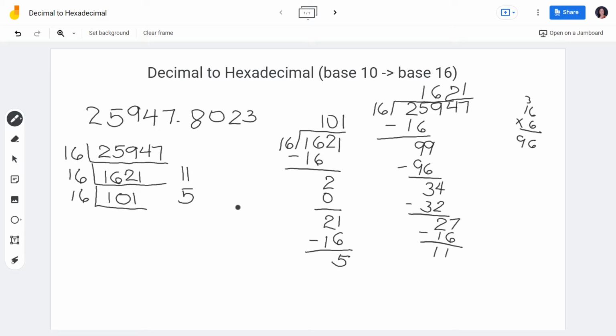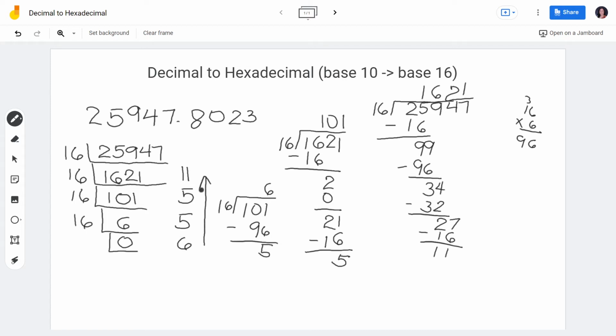101 divided by 16: 6 times 16 is 96. So 101 minus 96 is 5. So we have 6, remainder 5. And then 6 divided by 16 is 0, remainder 6. And then this will be read upwards. So we've already finished with the integer part.